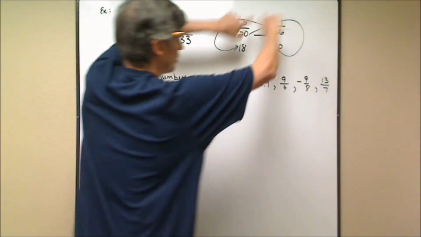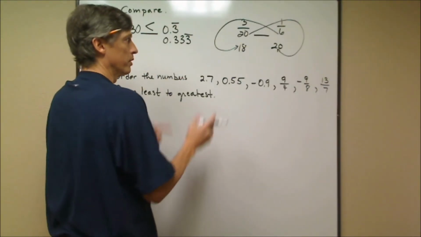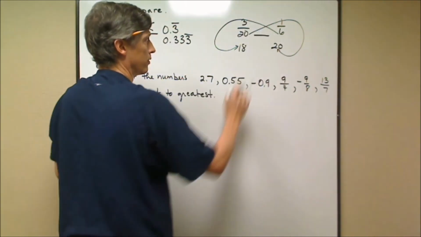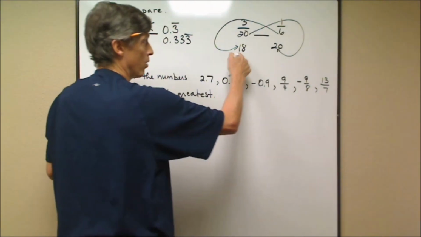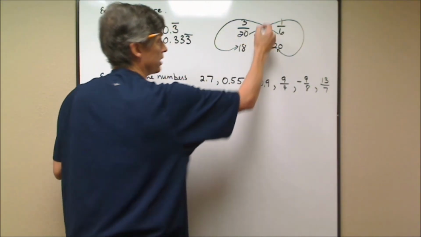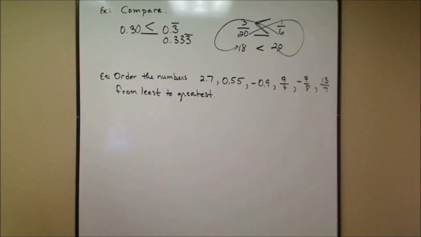Now I drew the little arrows, or what I call the elephant ears there, so you can make sure that you put the products on the right side. You don't want to multiply 6 times 3 and put it over here on the right, and the 20 times 1 on the left. You get everything backward. Now I know 18 is less than 20. So I know 3/20 is less than, hopefully you can see that, than 1/6.